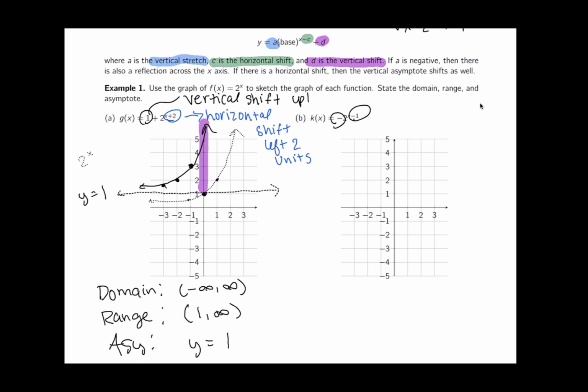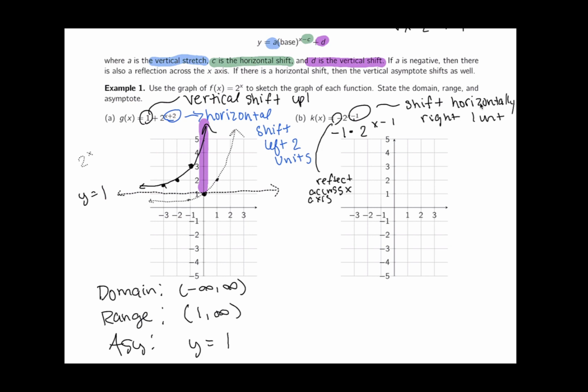X minus 1, this is going to shift it horizontally right 1 unit. The minus in front of my base, really you might think about this as being negative 1 times 2 to the x minus 1. So my a value is negative 1 here. The number multiplying in front is negative 1. The 1 won't do anything, but the negative is going to be a reflection across the x-axis.